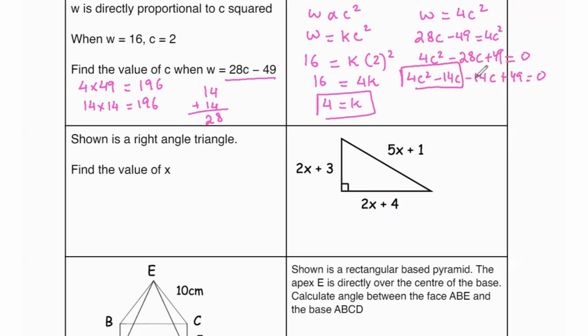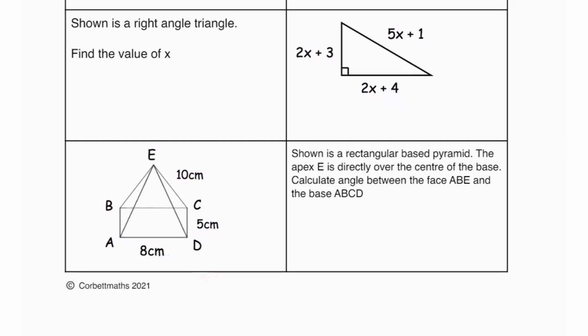Now we'll factor this quadratic equation by grouping. We create two groups. The first two terms make one group and the last two terms make another group. If you look at the first two terms, we have 2c common. Inside the bracket, we'll have 2c minus 7. And the second group, we have negative 7 common. So we'll have 2c minus 7 inside the bracket again. So 2c minus 7 times 2c minus 7 equals 0. So c equals 7 over 2.